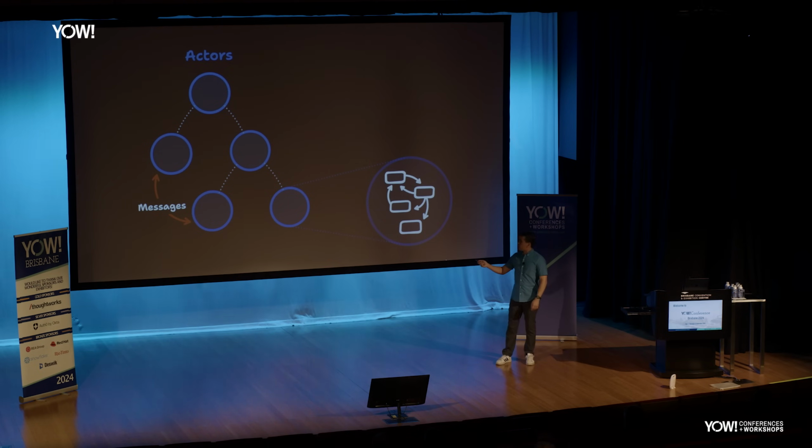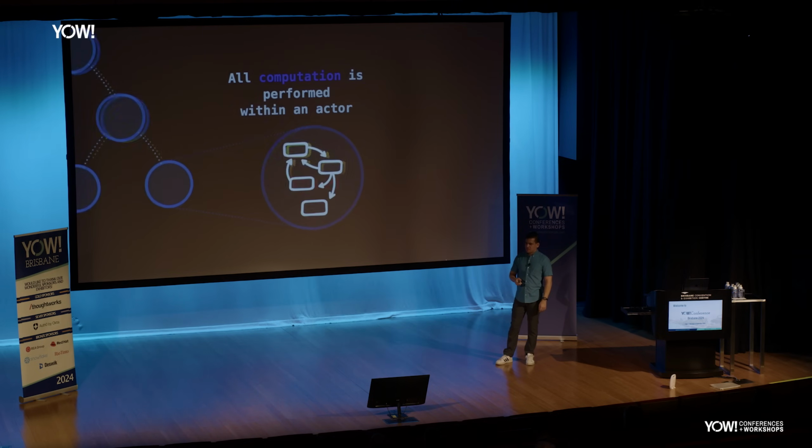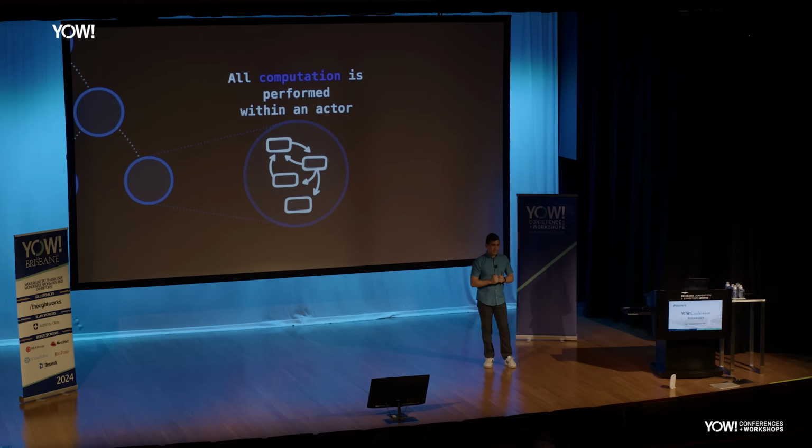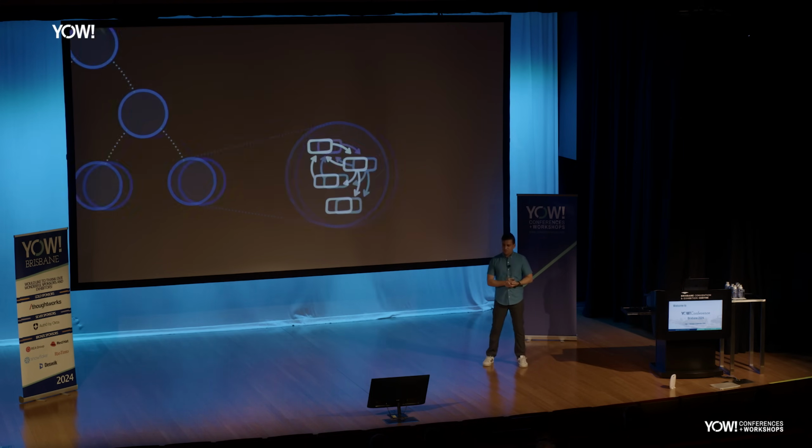So in the actor model, we have actors and messages, and all computation is performed inside of a single actor. Basically, all an actor does is receive data, and then it does something with that data. It might have its own internal state, and it might change its behavior depending on the message that it received.